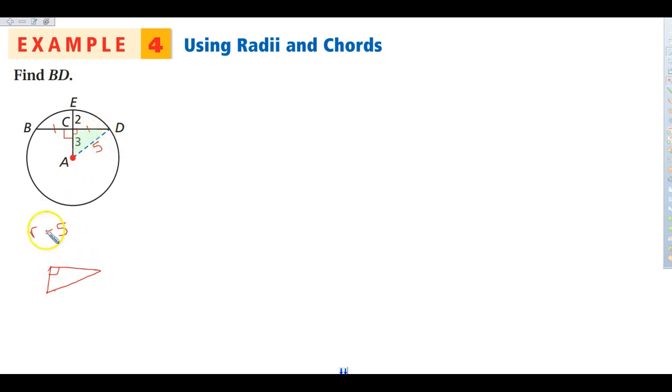So if I take this triangle and I draw it out separately, this is 3, this is 5, and I want to find this length. Because if I find this length, then I can double it to get the whole thing. So we have a right triangle. We know 2 sides. We're missing one of them. So to find that third side, we're going to do the Pythagorean theorem.